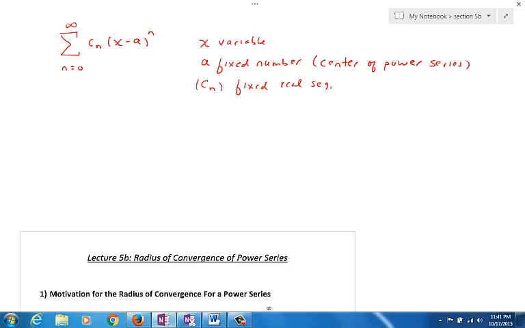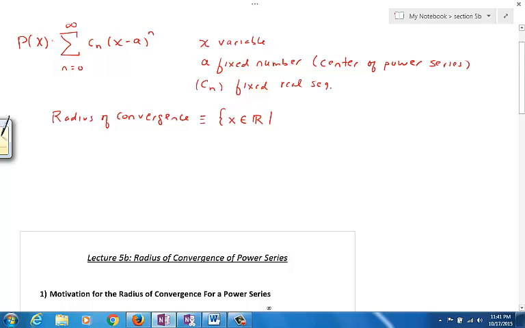And so this is basically the radius of convergence. So we mentioned before that the radius of convergence of a power series can be defined as the set of all real numbers x such that the power series converges. And I'm going to write this P of x, okay? P of x converges.